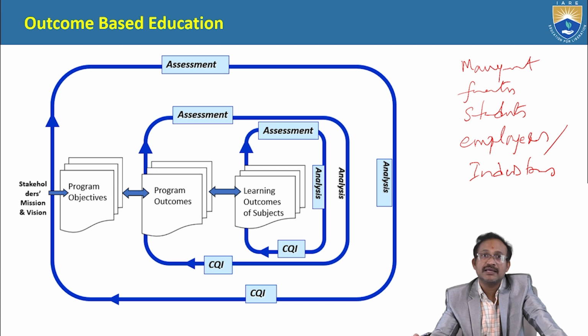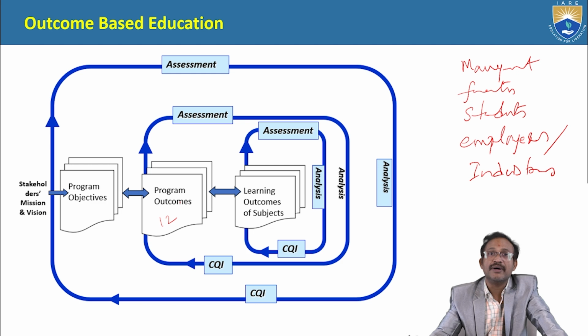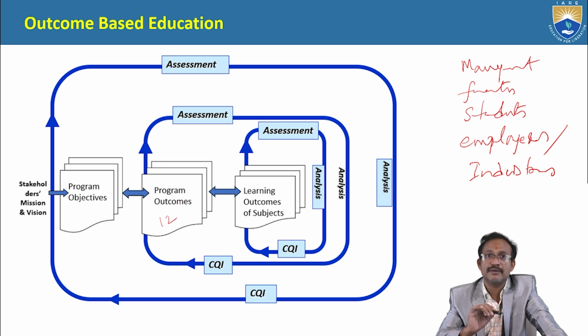Let us say Department of Electronics Engineering, Department of Mechanical Engineering, Department of Computer Science Engineering. For these three engineering programs, these 12 program outcomes are common. Program outcomes are common, but program specific outcomes are in a different mode. Program outcomes are the same and program specific outcomes are different for each program.